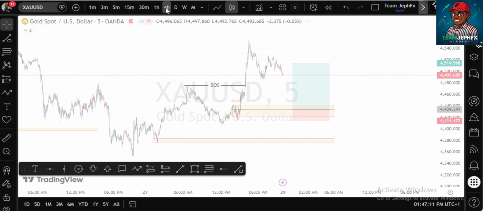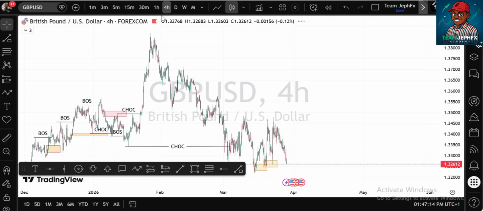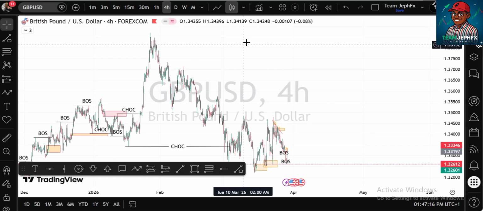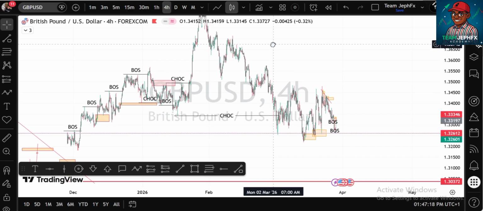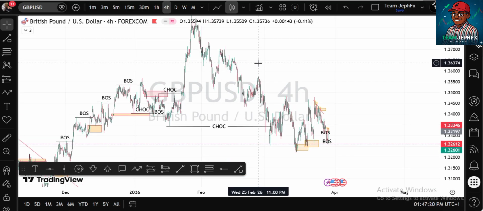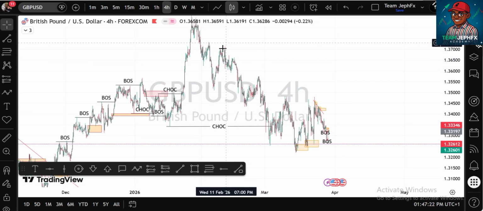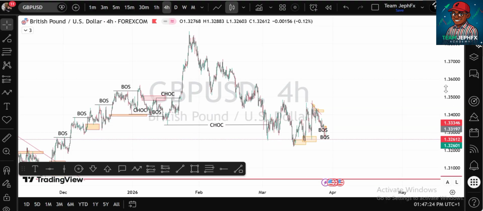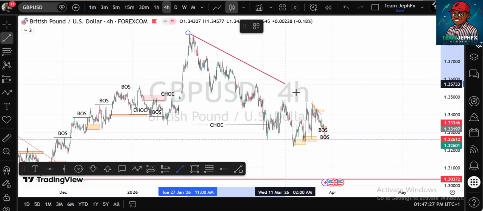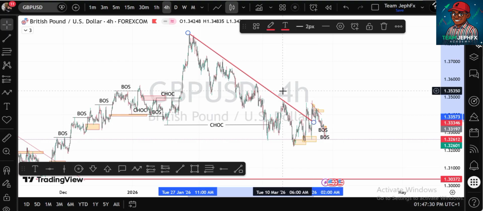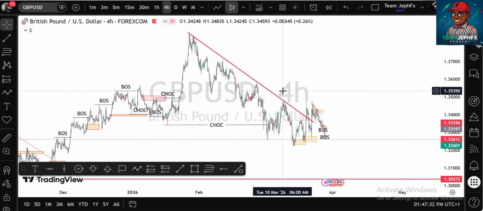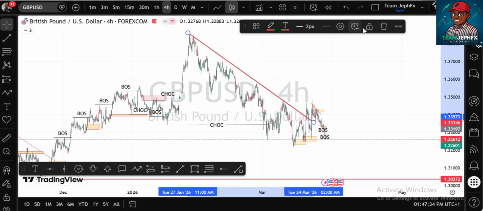Now let's check other pairs like GBP USD. I think I've also marked an analysis there, and as you can see, currently it is on a downtrend, right? For those who trade with the trend line, they can see that this is going down presently. It's on a downtrend. So what am I going to be looking out for?